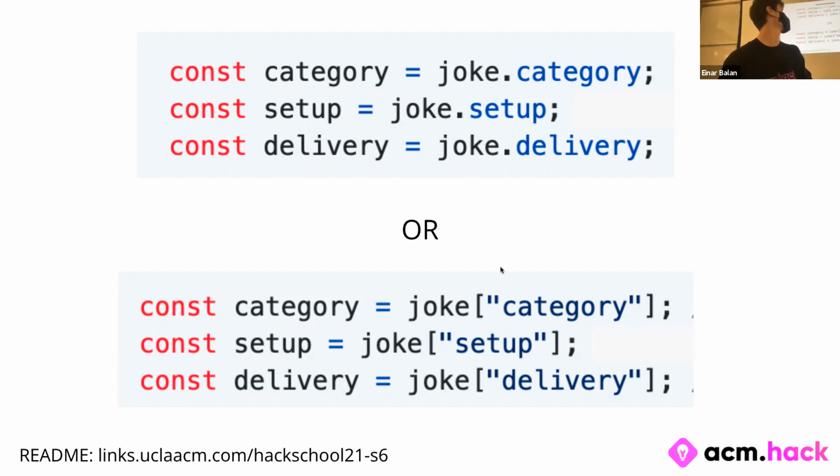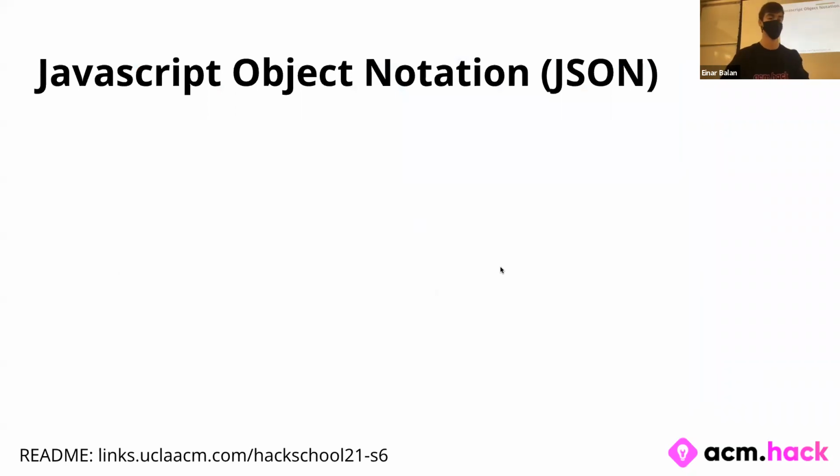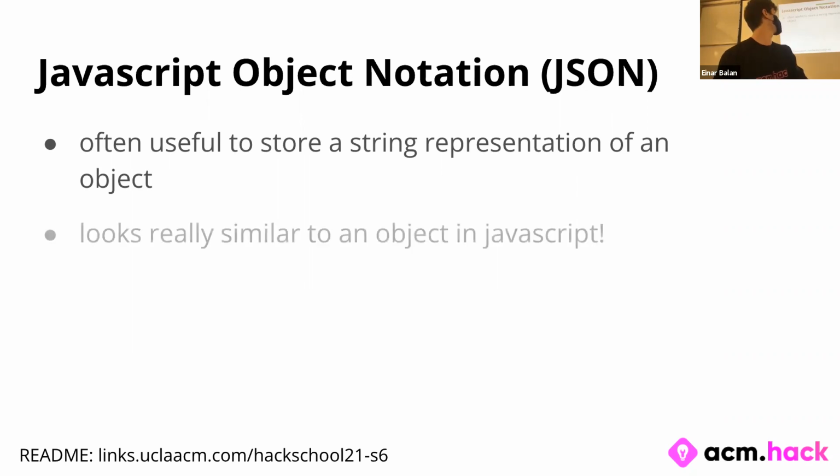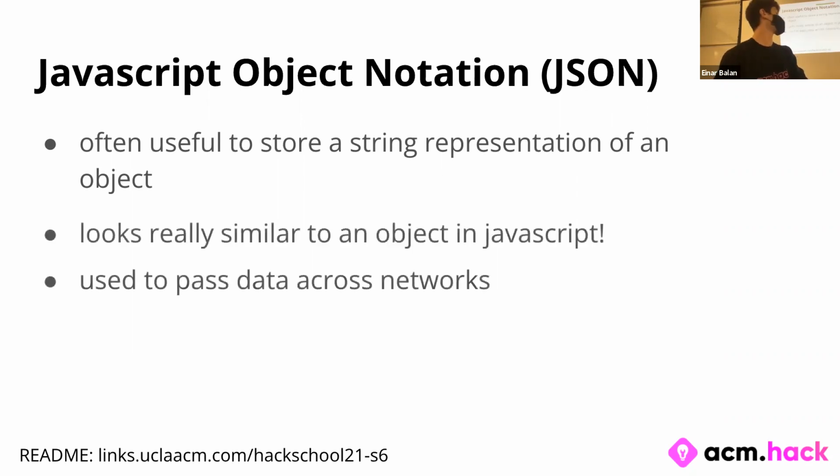And now let's move on to a new topic, which is JSON, so JavaScript object notation. So very often it's going to be useful for us to store JavaScript objects as string representations, right? So this string representation is going to be called JSON. And what's really useful about JSON is that it looks very similar to an object, right? So it's really convenient to use it to pass data across networks, right? And that's going to come in handy. You'll see when we talk about APIs.